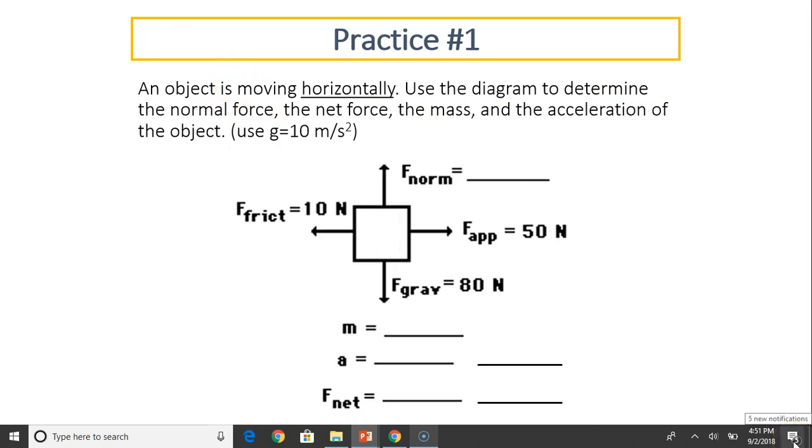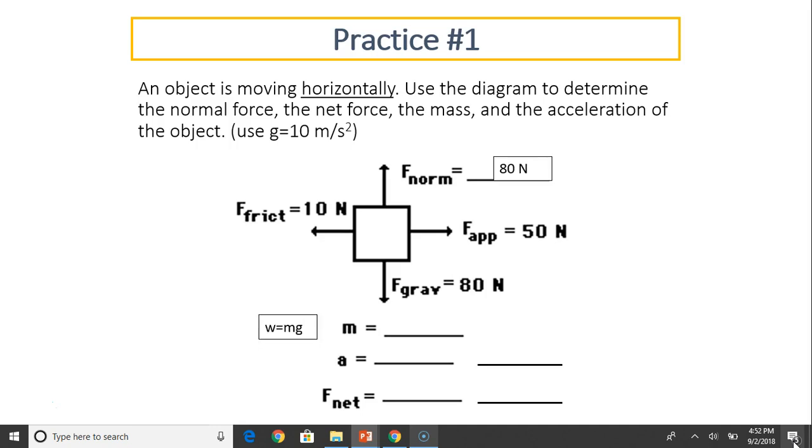Practice 1. An object is moving horizontally. Use a diagram to determine the normal force, the net force, the mass, and acceleration of the object. Use g equals 10 meters per second squared. Since the object is moving horizontally, that means vertically it is in equilibrium. So if gravity is 80, normal has to be 80.